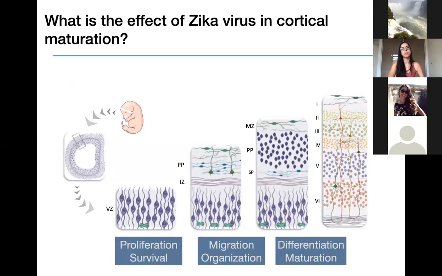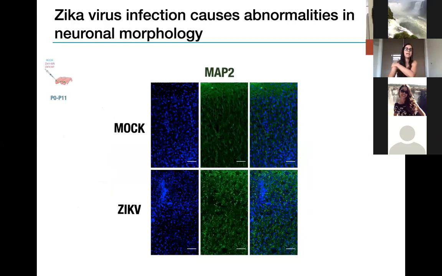So then we went on to examine, after the proliferation of the progenitors, the organization and the migration of those cells, the morphology of those neurons and differentiation. And for that, first, we look at MAP2.